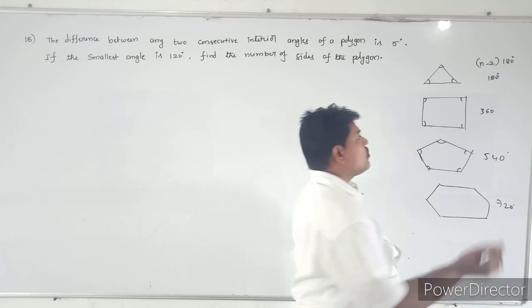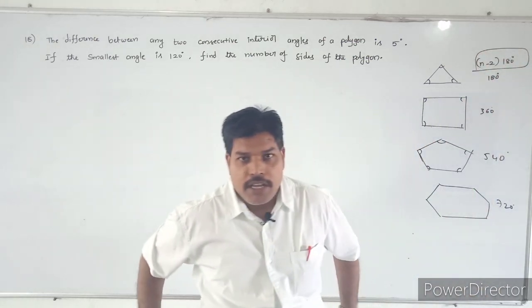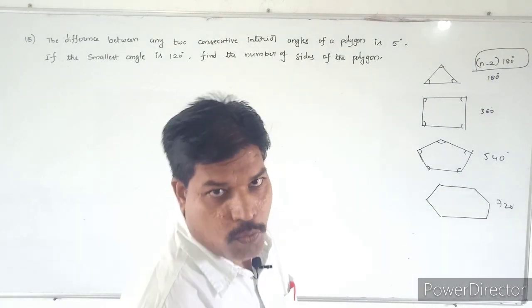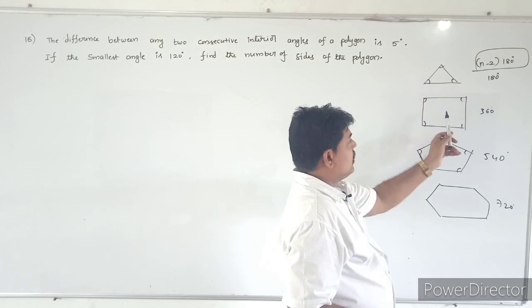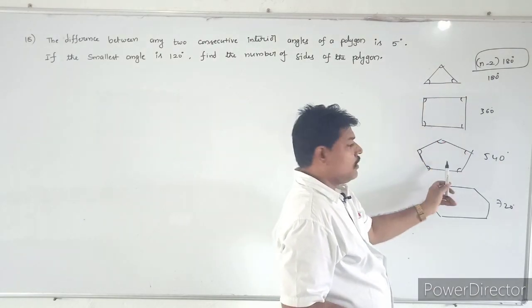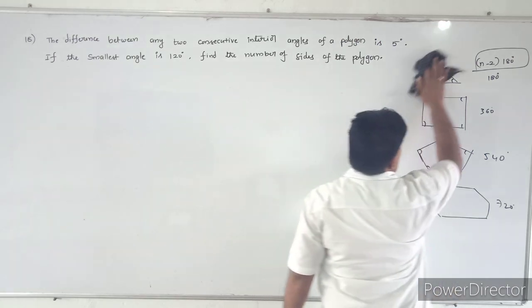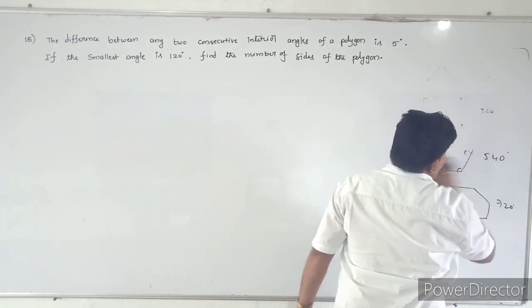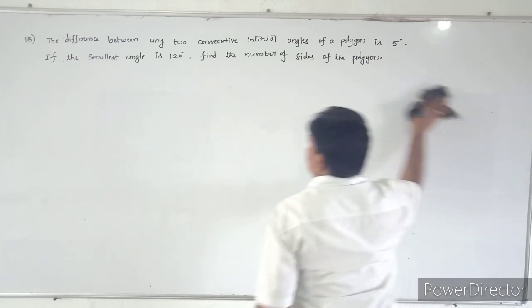So in this question, we are going to take the sum of all interior angles in the polygon as n minus 2 into 180 degrees. So this is the term we are going to use. A triangle, next a quadrilateral, next a pentagon, next a hexagon. So we will use these conditions here. See what they are giving in the question.